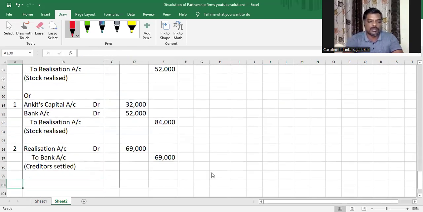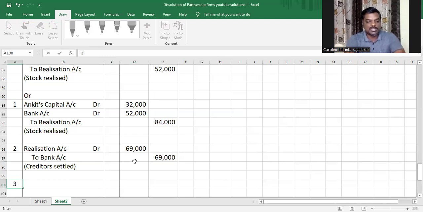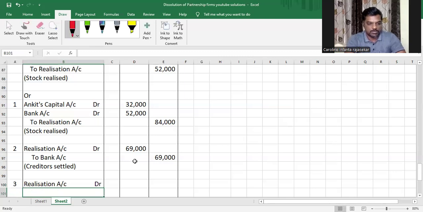Whenever you settle a liability, what is the journal entry, my dear children? Whenever you settle a liability, the journal entry is realization account debit. To, if you're paying, then it's bank, or if a partner is taking over, it is partner's capital account. Understood or not, my dear children? In this case, it has been settled. Bobby's sister's loan has been settled. Am I right or not? So, Bobby's sister's loan settled now, any liability settled will be debited to realization account. So realization account debit to bank account.